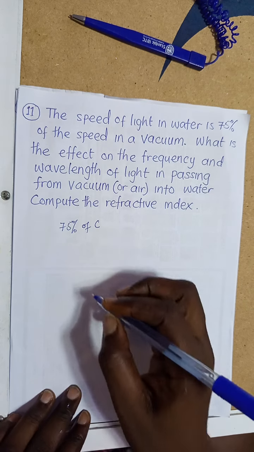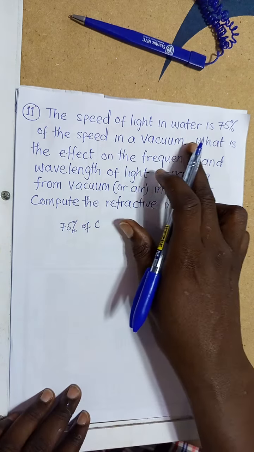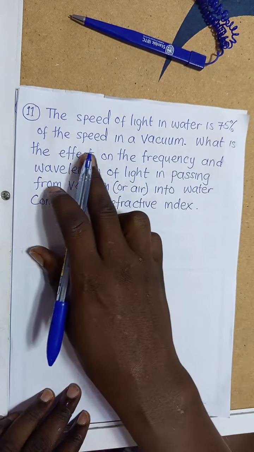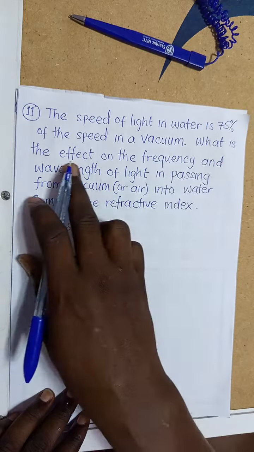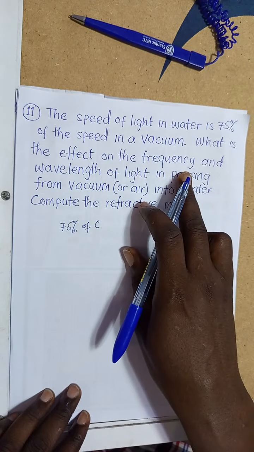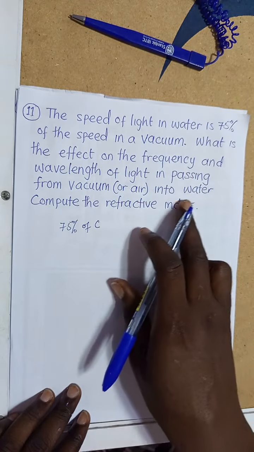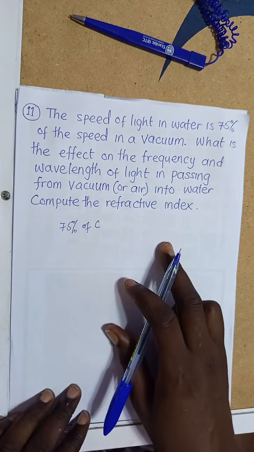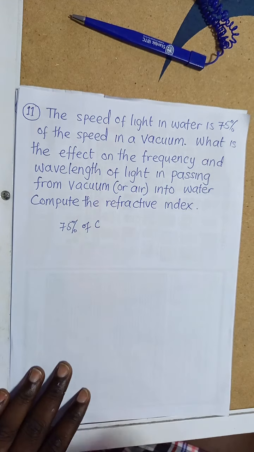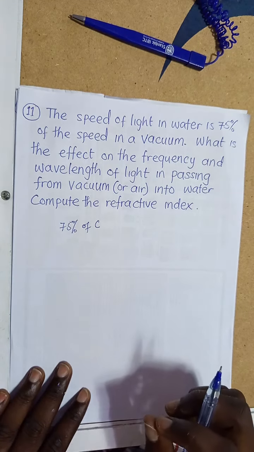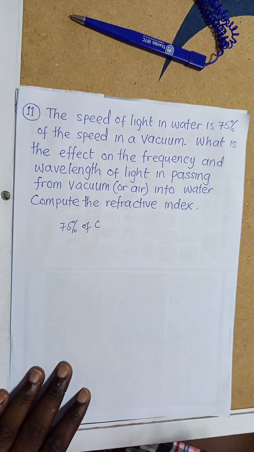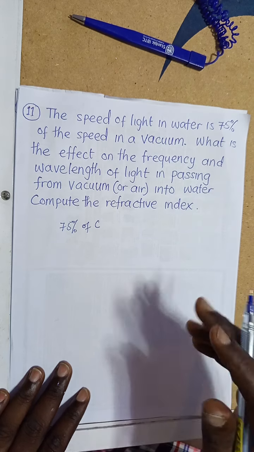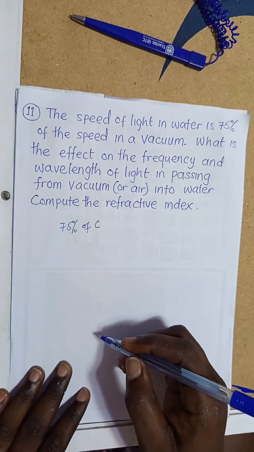Now, let's go. The speed of light in water is 75% of the speed in a vacuum. What is the effect on the frequency and the wavelength of light passing from vacuum or air into water? The wavelength will change, but the frequency will not change when going from air to water. But let's solve for the refractive index.